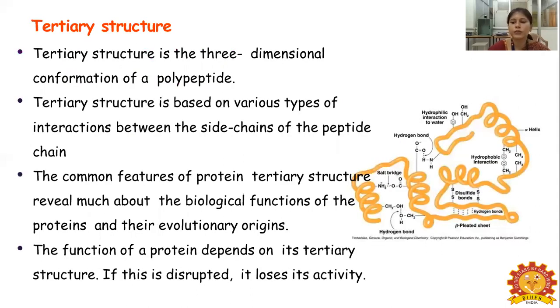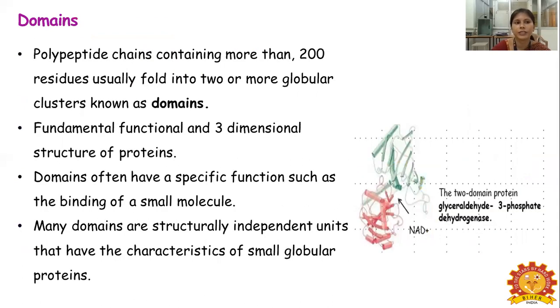So now we'll be moving to the tertiary structure. Tertiary structure is the 3-dimensional configuration of a polypeptide. Tertiary structure is based on the various types of interactions between the side chains of the polypeptide chain, and the common features of protein tertiary structure reveal much about the biological function of the protein and its evolutionary origins. So the function of a protein depends on its tertiary structure. If it is disrupted, the protein will lose its activity.